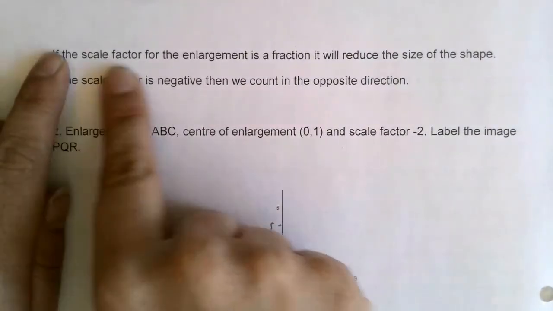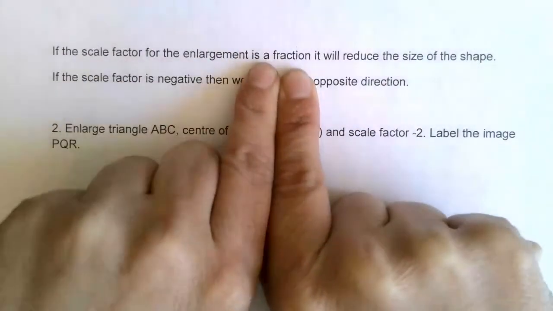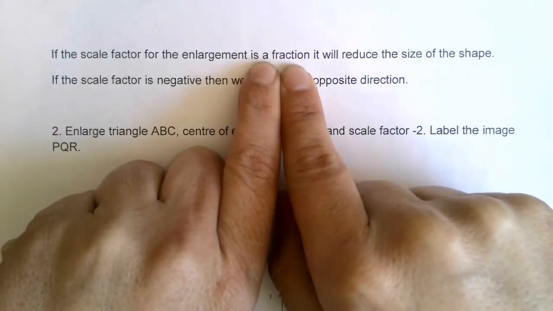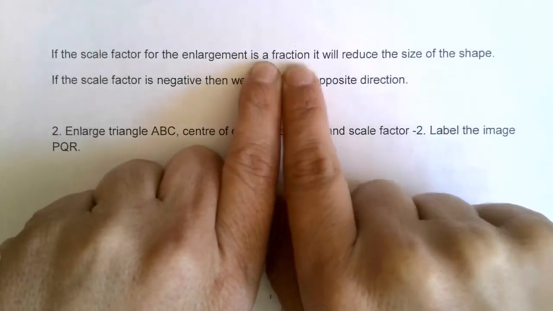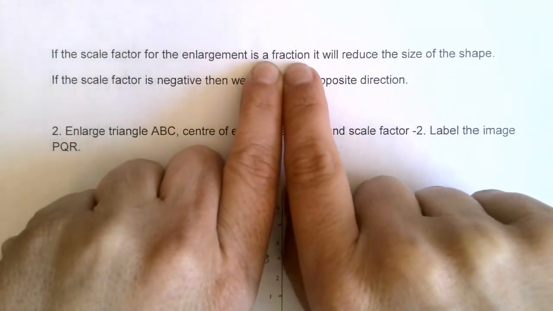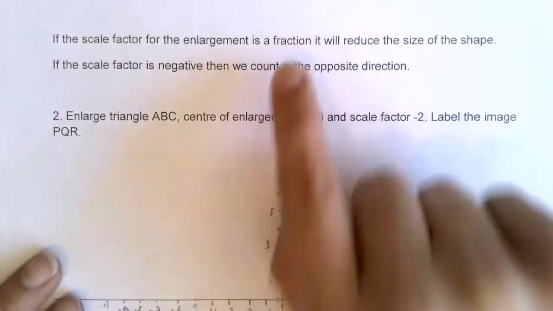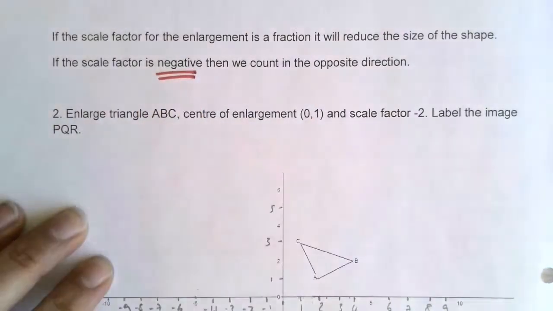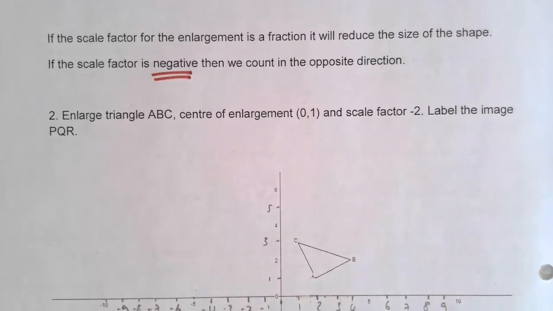Right, a couple of these did actually come up in the work from yesterday, or whatever the last lesson was, but if it's a fraction, so if your scale factor is a half, then your shape is going to get smaller. Now, what we really need to look at today is if the scale factor is negative. Okay, if the scale factor is negative, it means we switch the directions from the centre of enlargement.